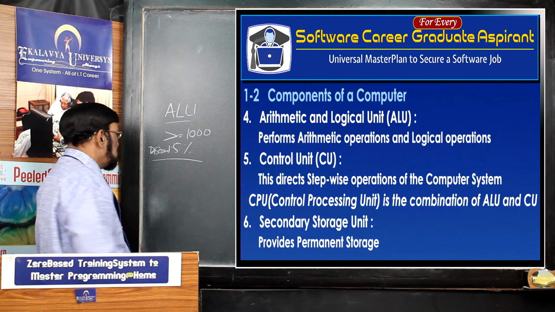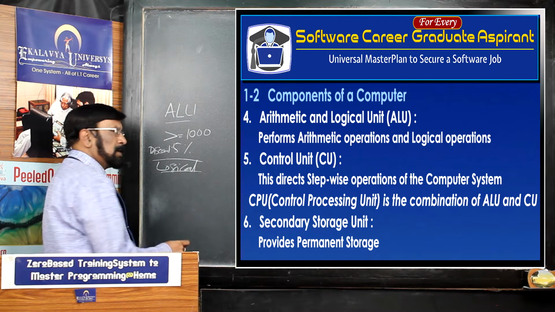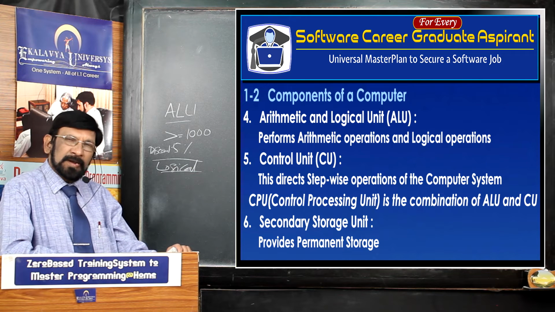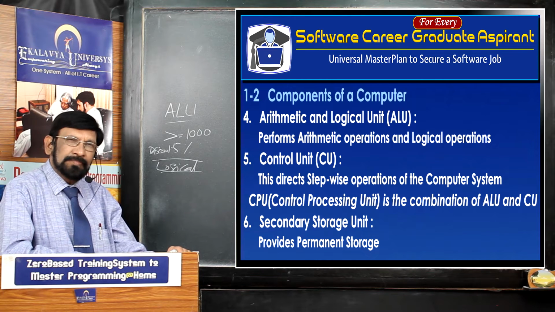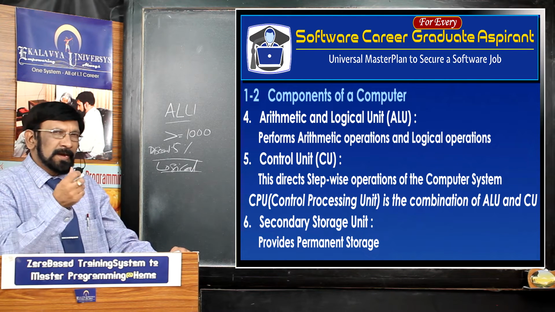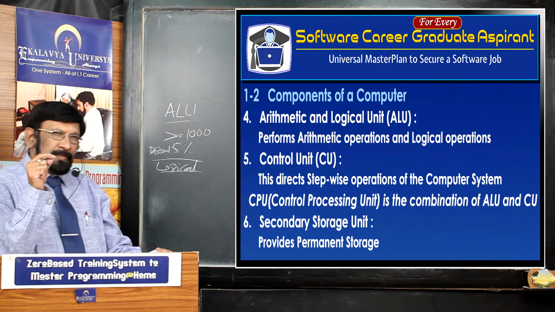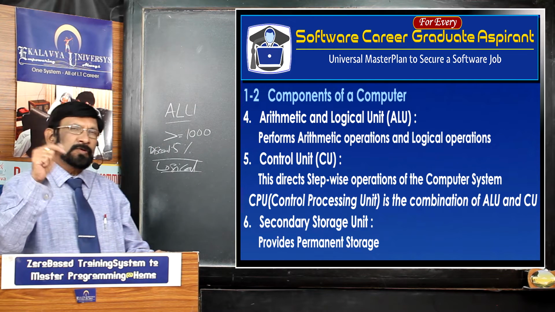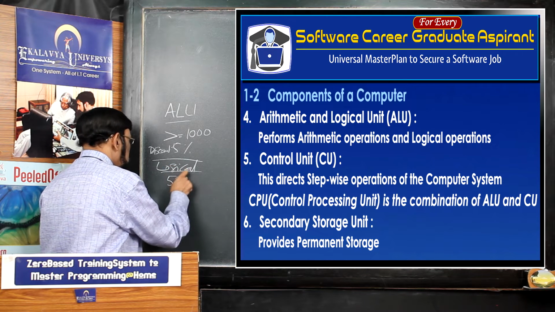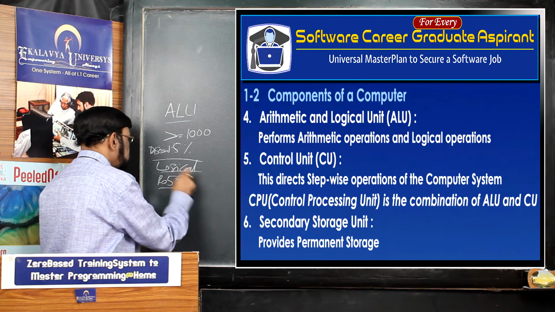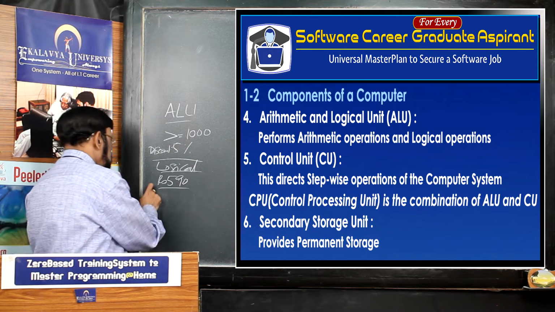Now, what are the logical operations? First I tell you. Actually, every customer purchases something: 590, 920, 1190, 1520. Like that, different bills are there. So, first through logical operations, whether the customer is eligible for discount or not is determined. Suppose one customer purchases worth 590 rupees. Then first it is checked whether he is eligible or not.